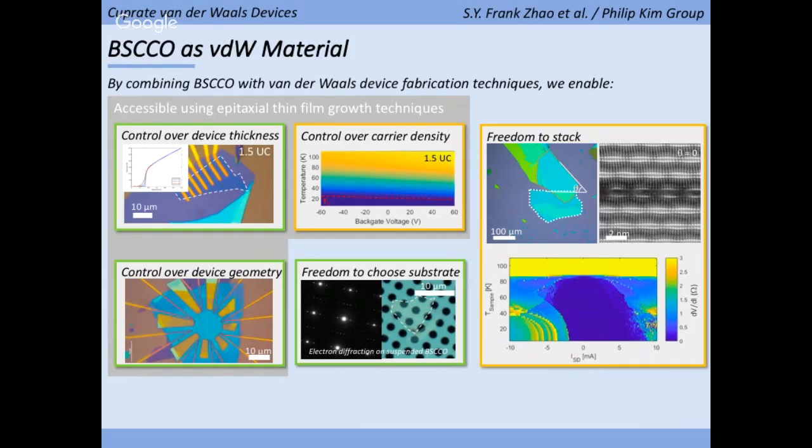There's another version of BSCO available, with one plane per half unit cell, so two planes. So 1.5 would be 3 oxide. In this case, this will be 6. Six. One to four oxide.